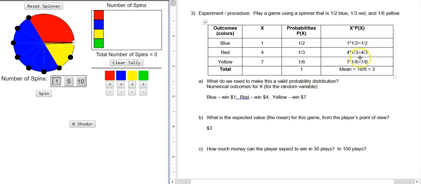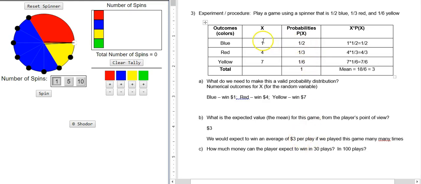What that tells us is that if we were going to go and play this game a whole bunch of times in a row, this is the average amount of money we would expect to win per play. The answer to this is that we would expect to win an average of $3 per play, played this game many, many times. The expected value is always about what's going to happen in the long run. In the long run, if we played this game 100 times or 1,000 times, and then we went back and added up all our results, the average amount we'd win per play would be $3.